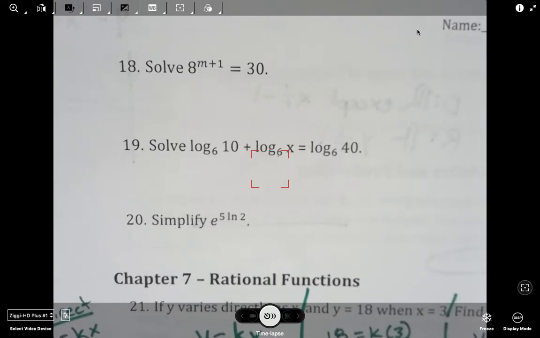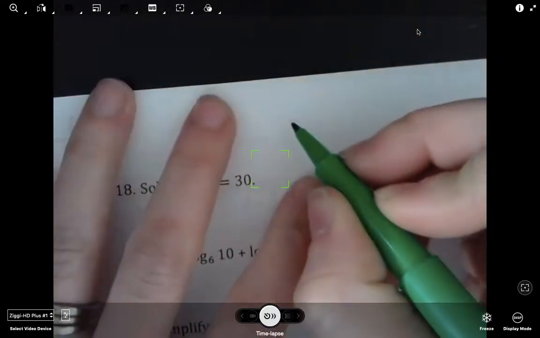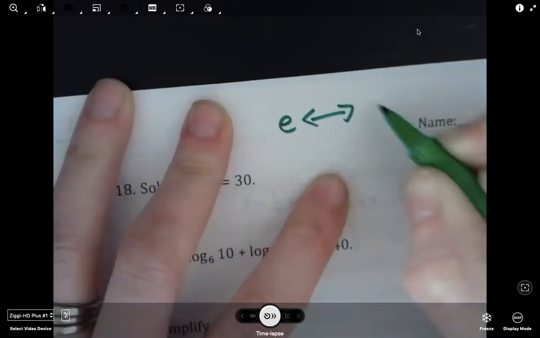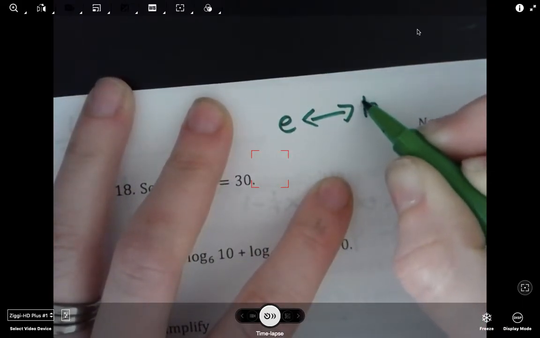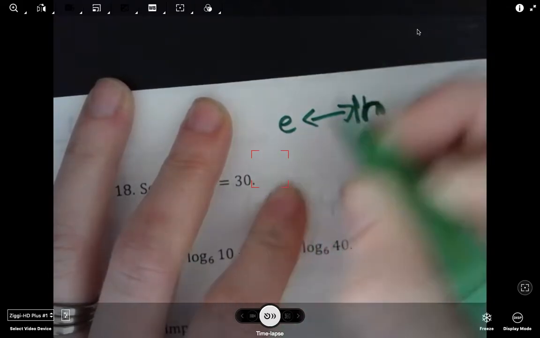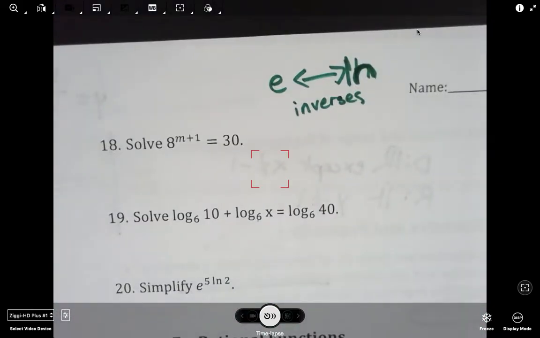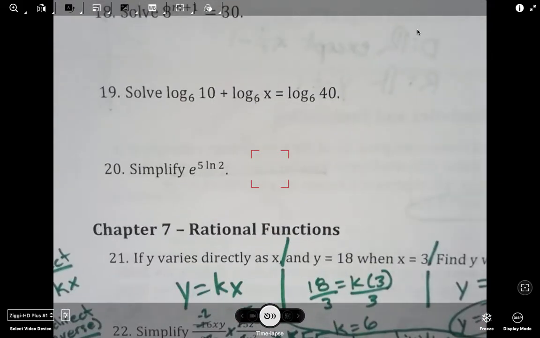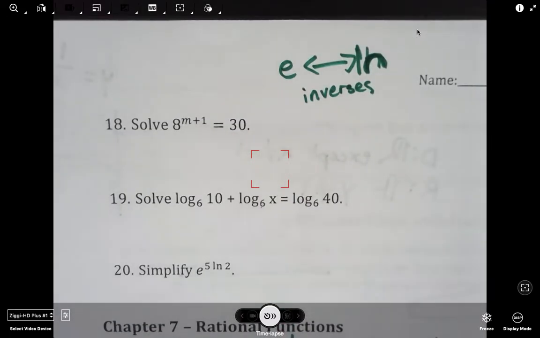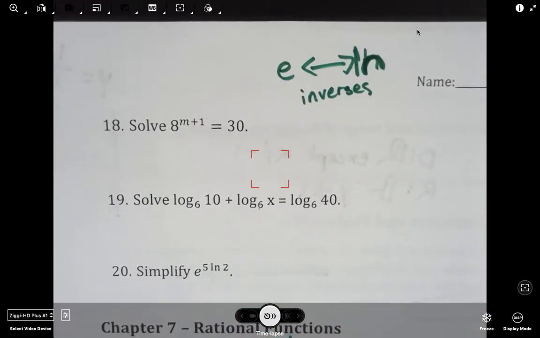E is 2.71828. Okay, e and ln are inverses of each other, which means they undo one another. So if e and ln undo one another, they should just cross each other off, right? So on number 20, e and ln should just cross each other off and make 5 times 2, but that's not right.